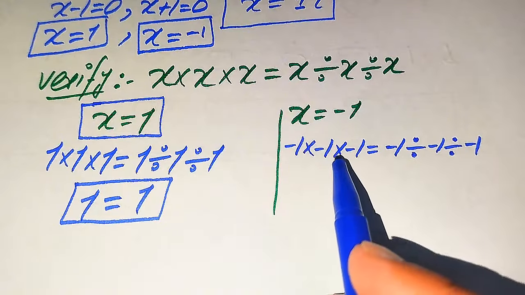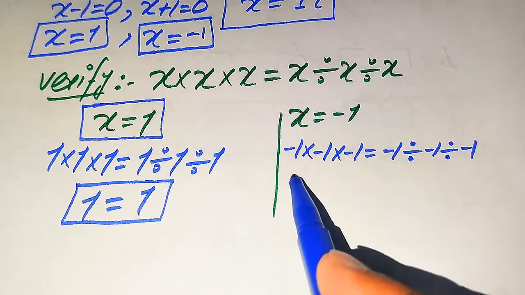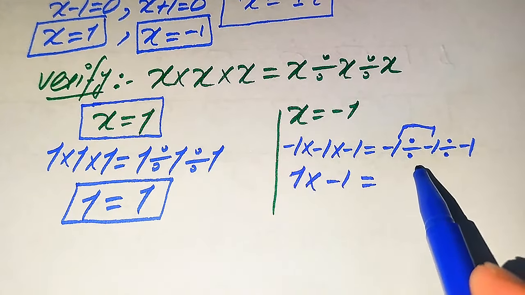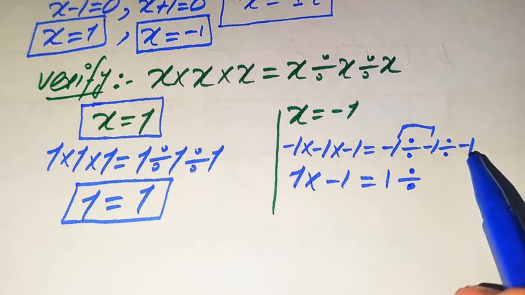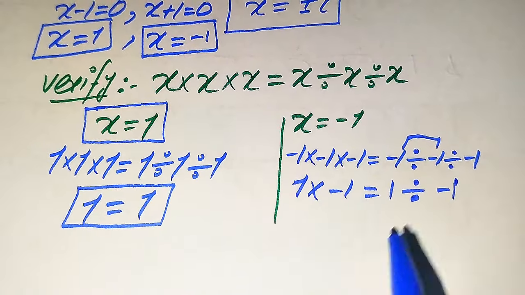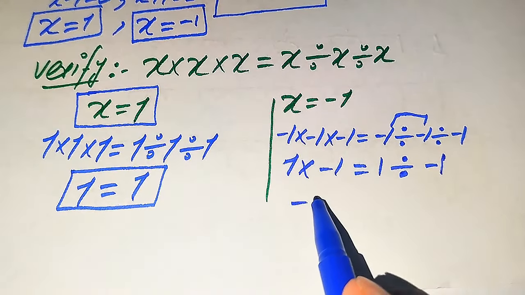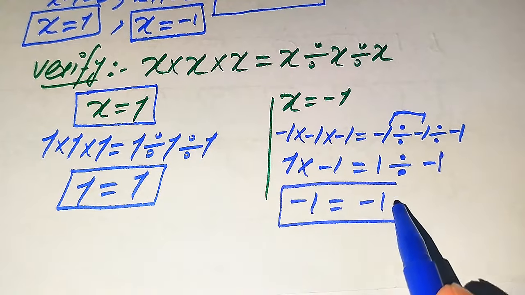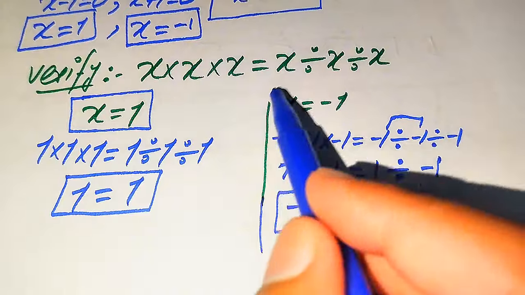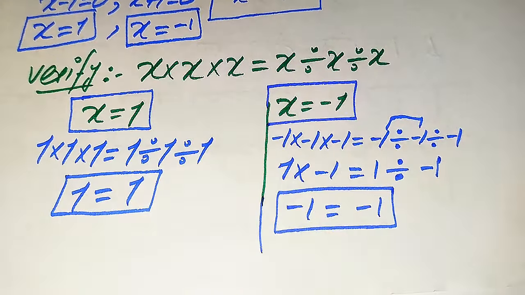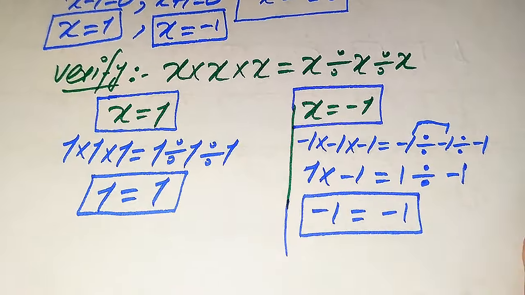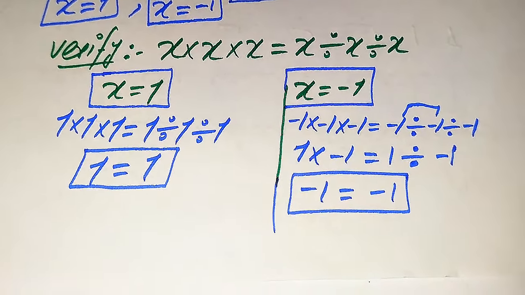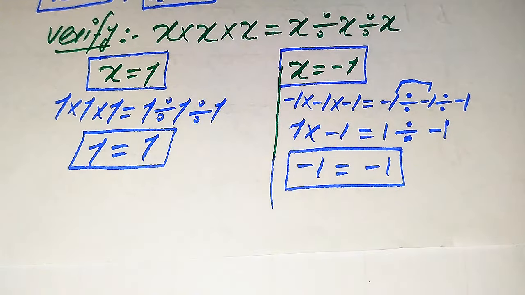So when we multiply all of these values, we get minus times minus becomes plus 1 multiplied by minus 1. When we divide these two same values, you get plus 1 divided by minus 1. So we know that 1 multiplied by minus 1 is minus 1, and 1 divided by minus 1 is also minus 1. So this also shows that the value x equals minus 1 satisfies our given question statement. So these are two solutions of the given equation.